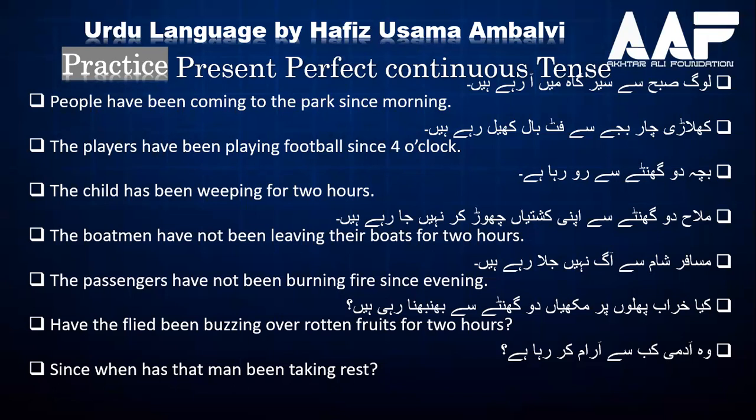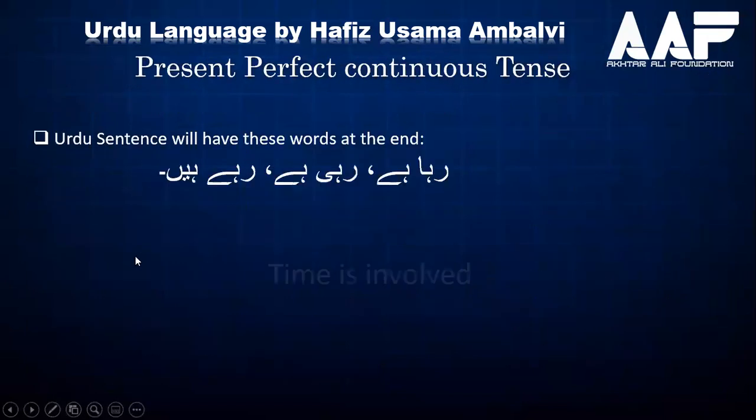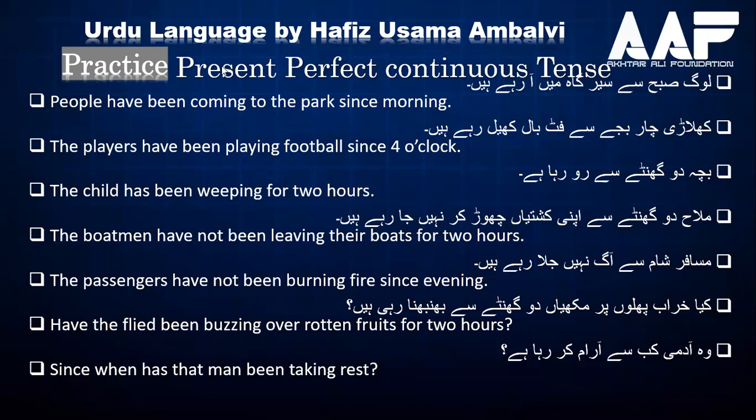Okay. First of all, the first sentence we have is: people have been coming to the park since morning. In present perfect continuous tense, while translating from English to Urdu, the first thing that comes is the subject, and after that you have to mention the time limit, like from the morning, or from the last 2 days, 3 days, 3 hours, or something like that. After that you will write the object, then the verb, and the sentence influence. So if we translate it, let me write it for you.